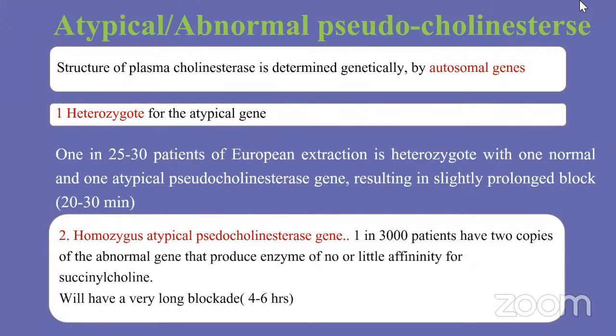Atypical pseudocholinesterase: the structure of plasma cholinesterase is determined genetically by autosomal genes. There are two forms, the heterozygous and homozygous atypical pseudocholinesterase gene. The heterozygote for the atypical gene is found in 1 in 25 to 30 patients of European origin, with one normal and one atypical pseudocholinesterase gene, resulting in a slightly prolonged block, that is 20 to 30 minutes. In the homozygous case, 1 in 3,000 patients have 2 copies of the abnormal gene, producing an enzyme of little or no affinity to succinylcholine, and will have a prolonged blockade of more than 4 to 6 hours.